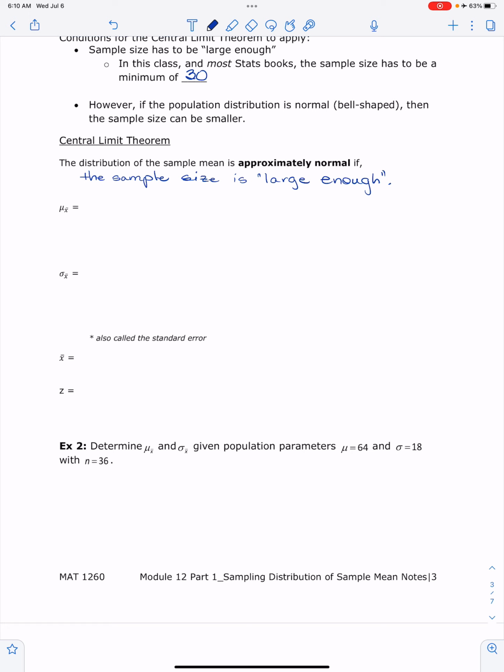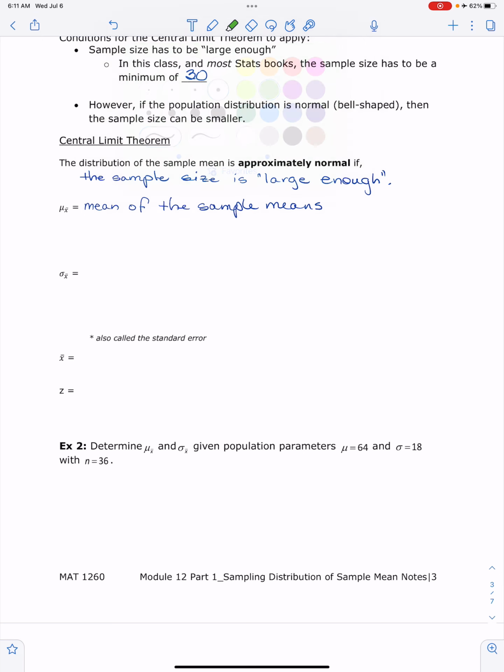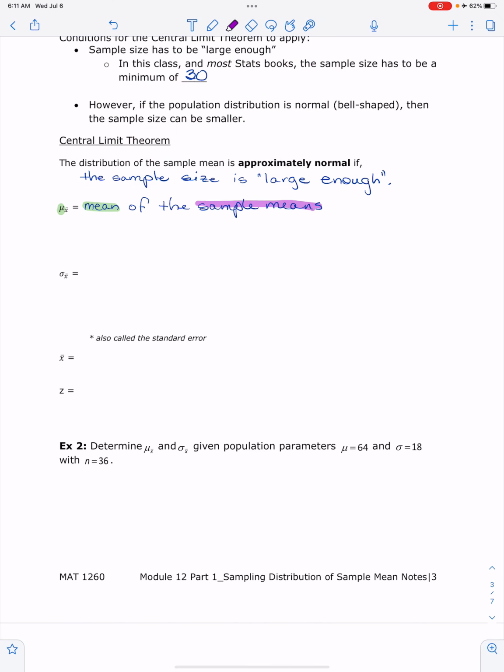Okay. Notice this notation. This looks a little different. I've got mu sub x bar. This is the mean of the sample means. And so I am going to highlight here so we can connect it to the parts that it goes with. Here's my mean. That's our mu of our sample means, right? That's our x bar down here.